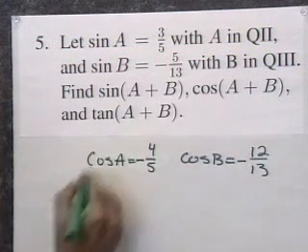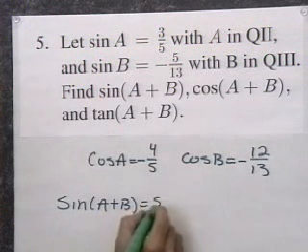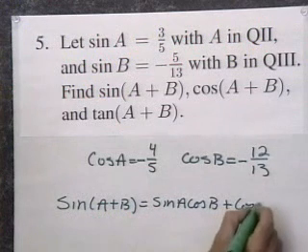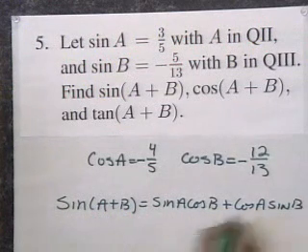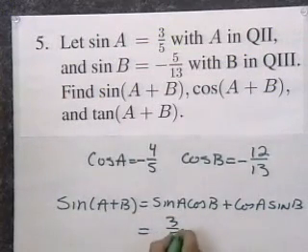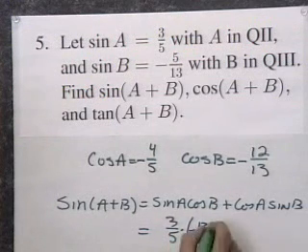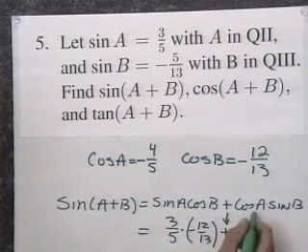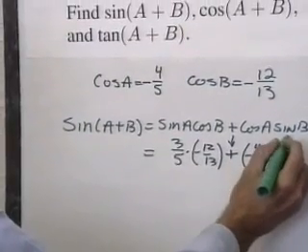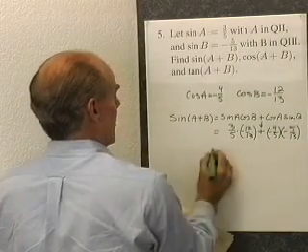So now to find the sine of A plus B, that will be sine A cosine B plus cosine A sine B. So now simply substitute. The sine of A is 3/5. Cosine of B is negative 12/13. Plus, that's that plus sign, cosine of A, negative 4/5, times the sine of B, which is negative 5/13. Now the rest is just arithmetic.